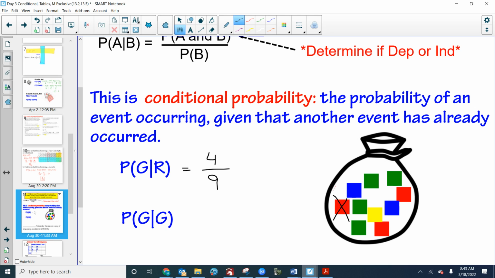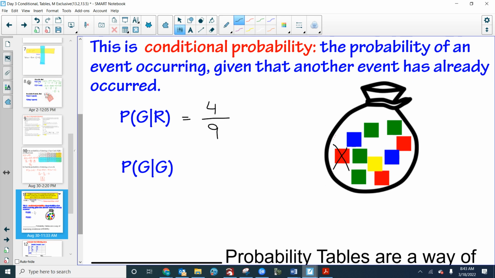Okay? What about P of green given green? Well, what's the probability of picking a green given that a green has already been taken out? 3 ninths. I want to extend it one more way, all right?